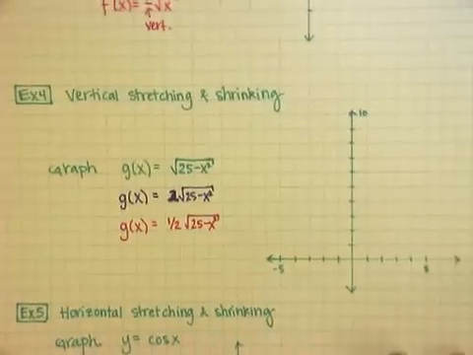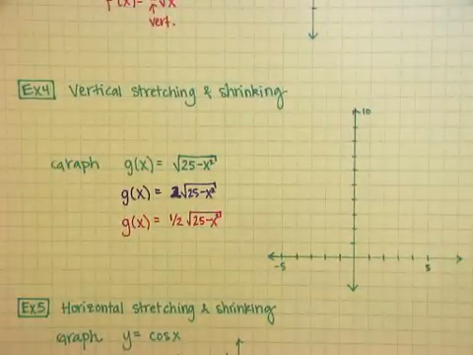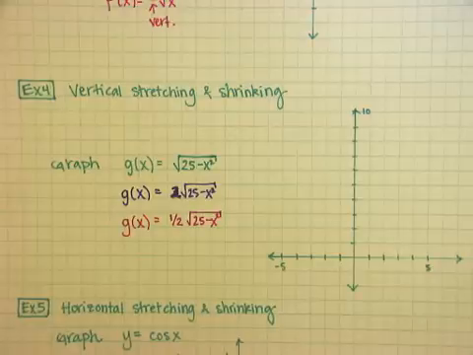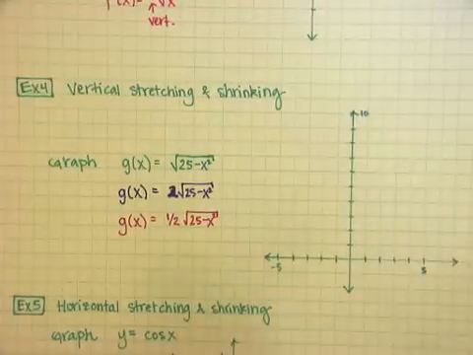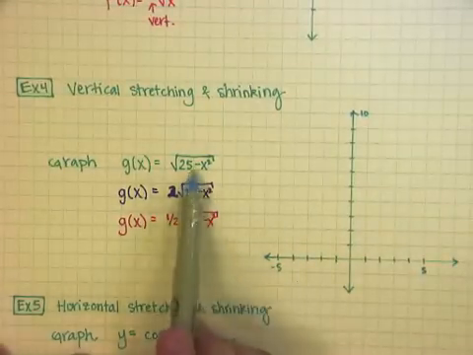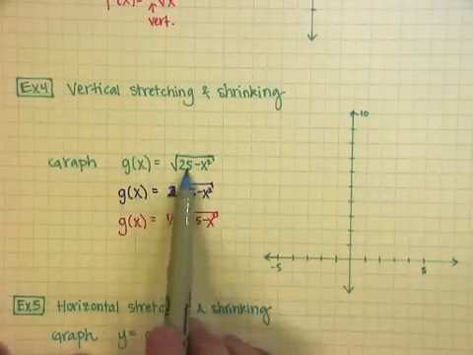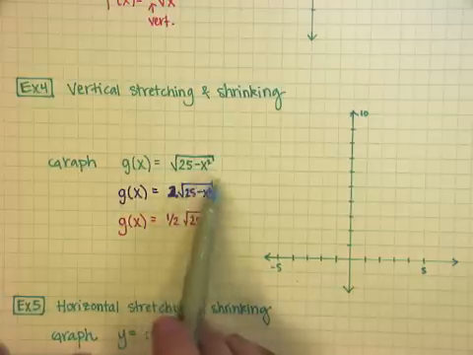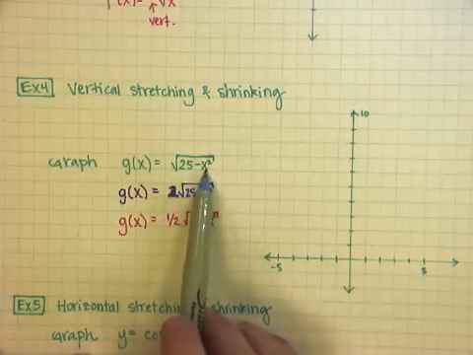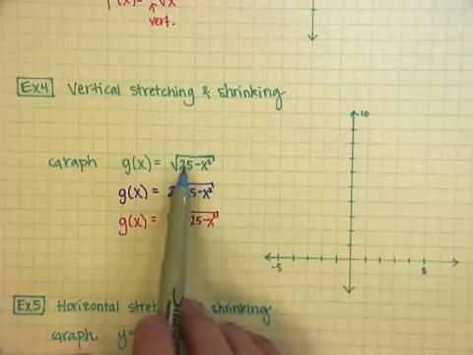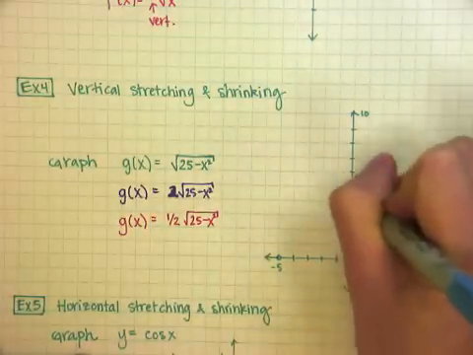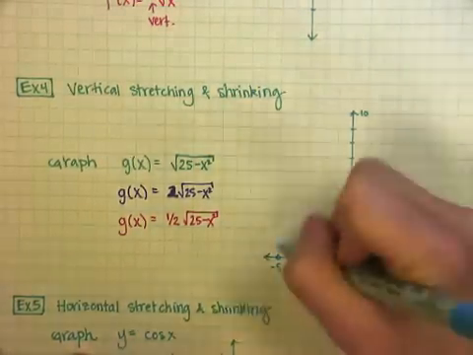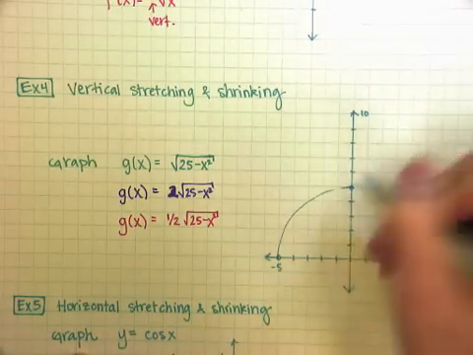All right, for vertical stretching and shrinking, if it's vertical, it means that it's going to be outside the parentheses. So to begin with, we've got our parent function here, the square root of 25 minus x squared. Now, if you're not sure what this looks like, you could always plug it into your graphing calculator, into your y equals, to get the original parent function. From experience, I know this is going to be a top half of a circle of radius 5. So I'm going to go ahead and plot those points. 1, 2, 3, 4, 5. I'm going to get the top half of my circle going on here.